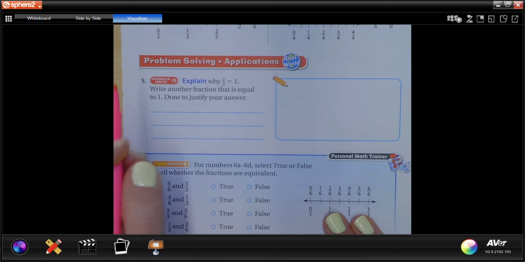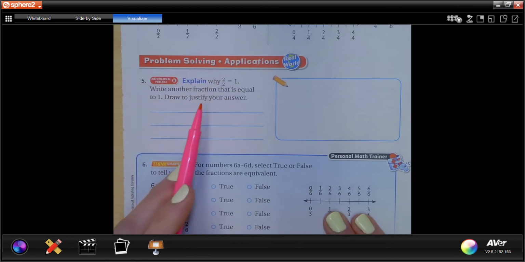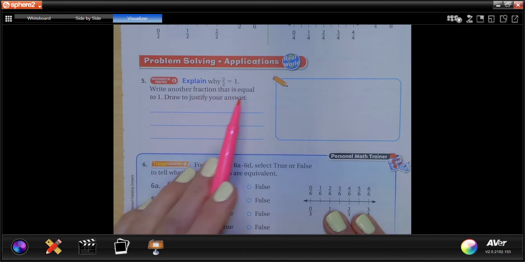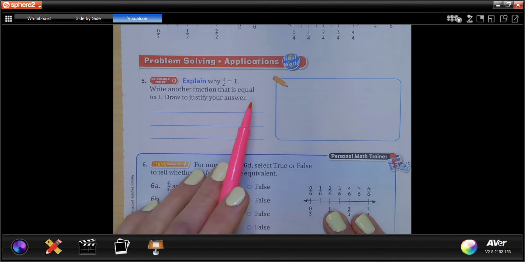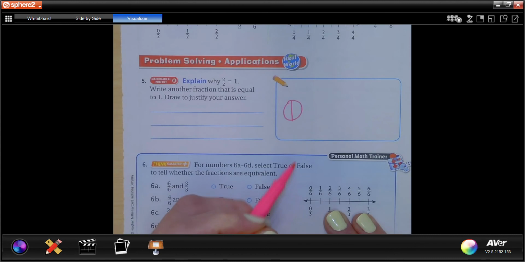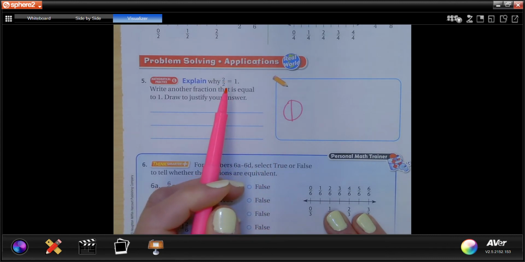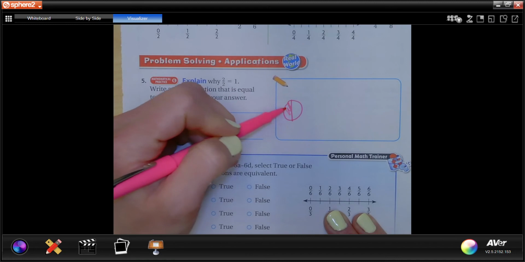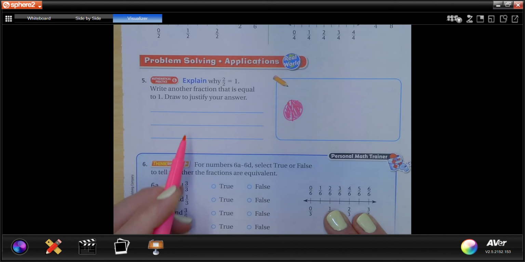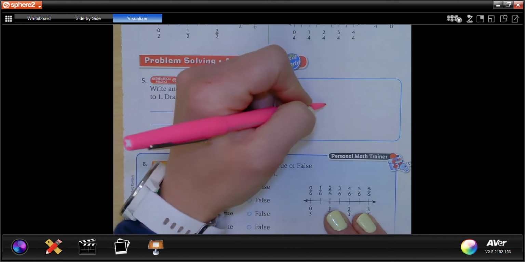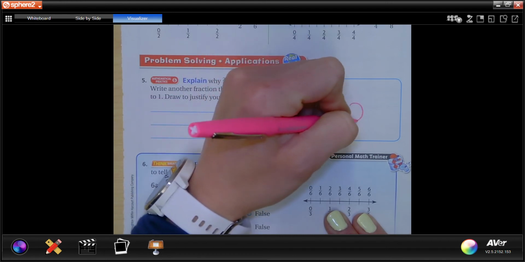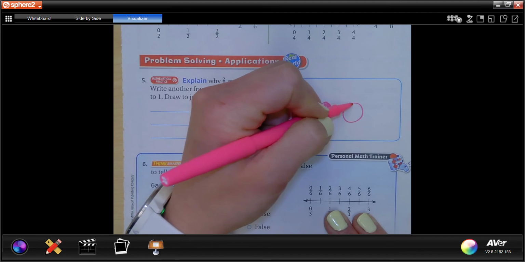Number 5, problem solving applications. Number 5, explain why 2 halves is equal to 1. Write another fraction that is equal to 1. Draw to justify your answer. Well, if we have 2 halves, so they're saying 2 are colored in, and there are 2 total. We're going to color them both in. So, well, what's another fraction that's equal to 1? Well, here's 1.